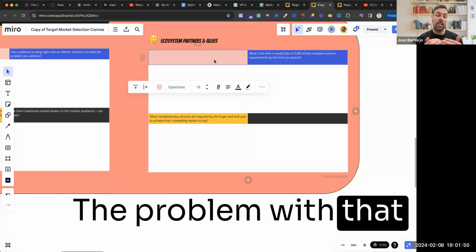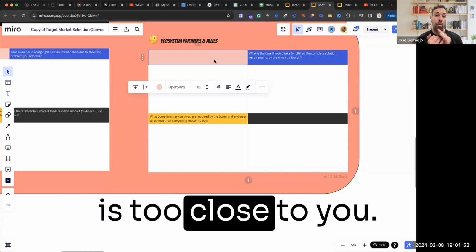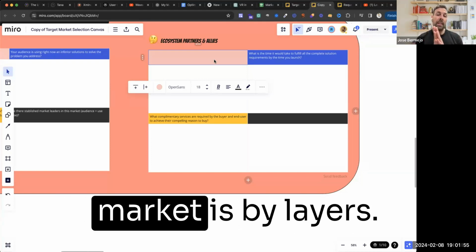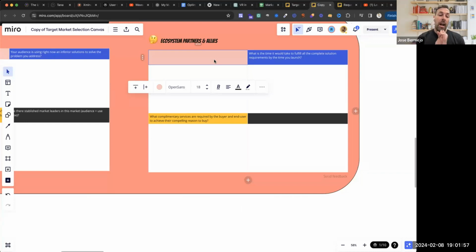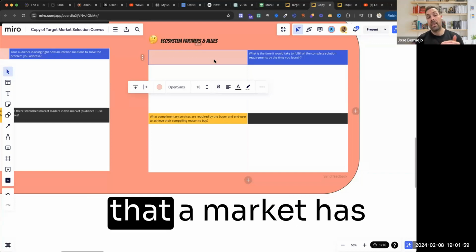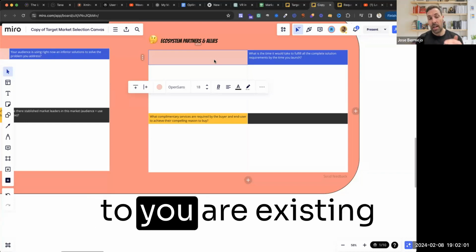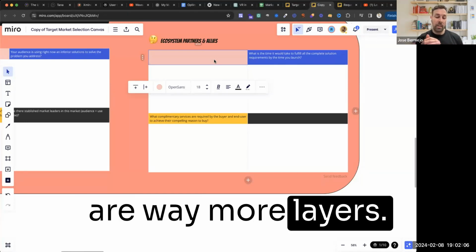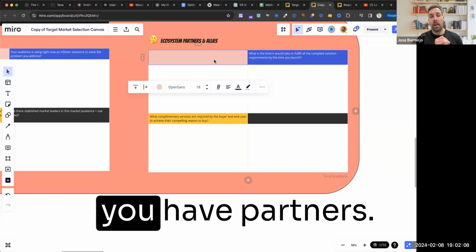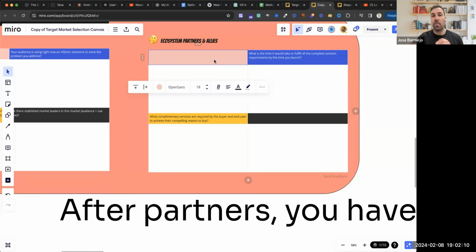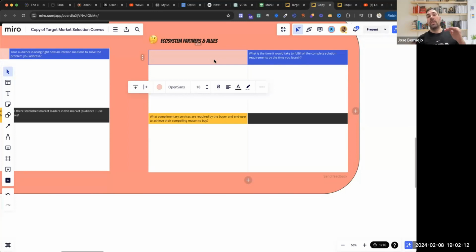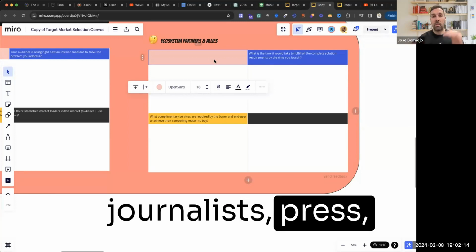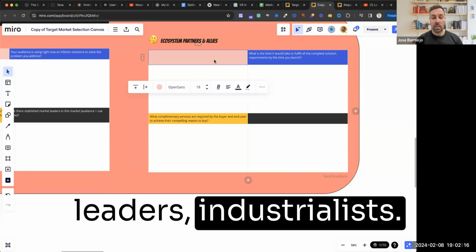The problem with that is that an existing client is too close to you. So the way we see the market is by layers. The closest layer that a market has to you are existing customers. But there are way more layers. After existing customers, you have partners. After partners, you have educational institutions. Then you have journalists, press, media, you have thought leaders, industrialists.